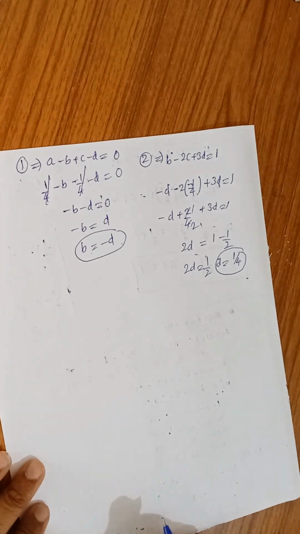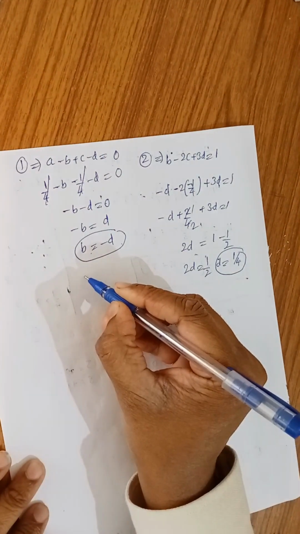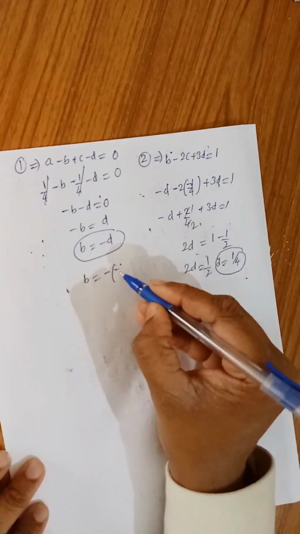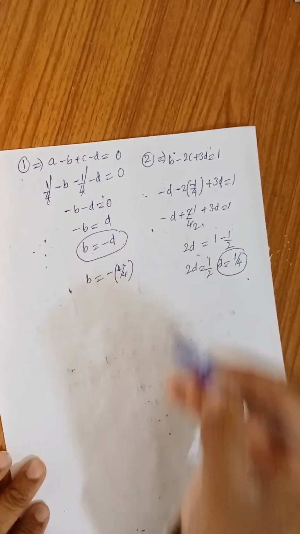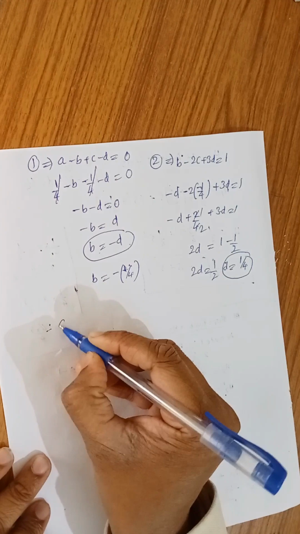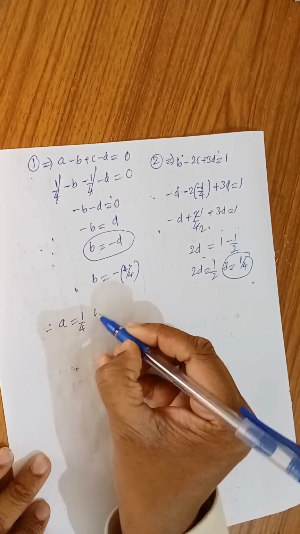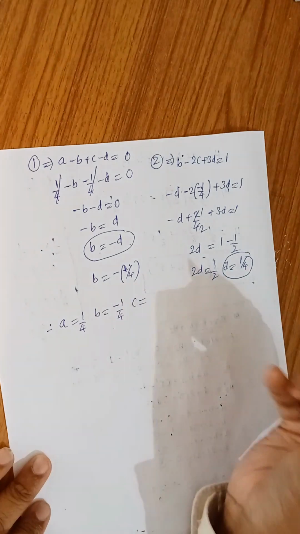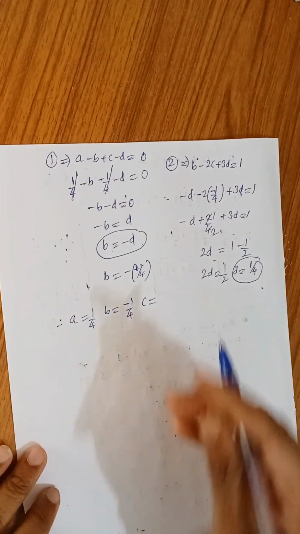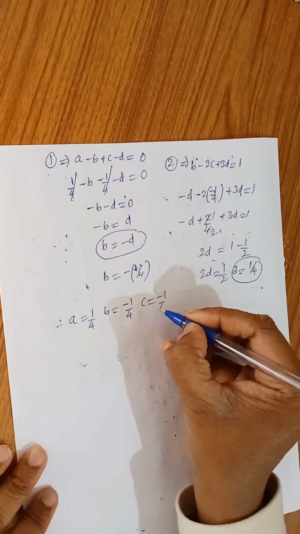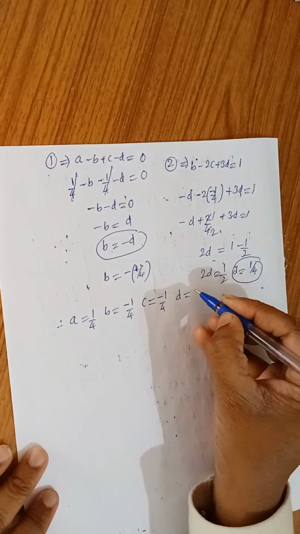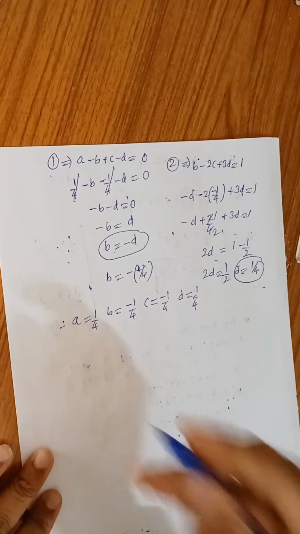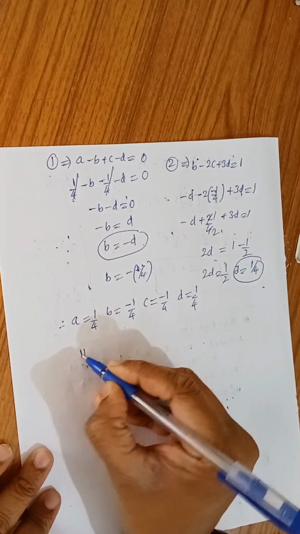So finally we have got the value of d. If d is that, b value is going to be minus of plus 1 by 4, so it's going to be minus 1 by 4. Therefore, the value of a is 1 by 4. Value of b is minus 1 by 4. Value of c we have got as minus 1 by 4. And d value we have got as 1 by 4. So I've got all the 4 values. Now let me substitute those values here.